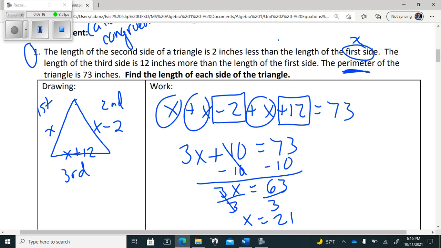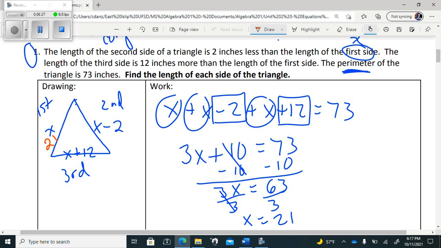I have to go back to my let statements so that I could label the sides properly. So my first side is 21. My second side is 21 minus 2, which is 19. And then my third side is 21 plus 12, which is 33. So the sides are 21, 19, and 33 inches.